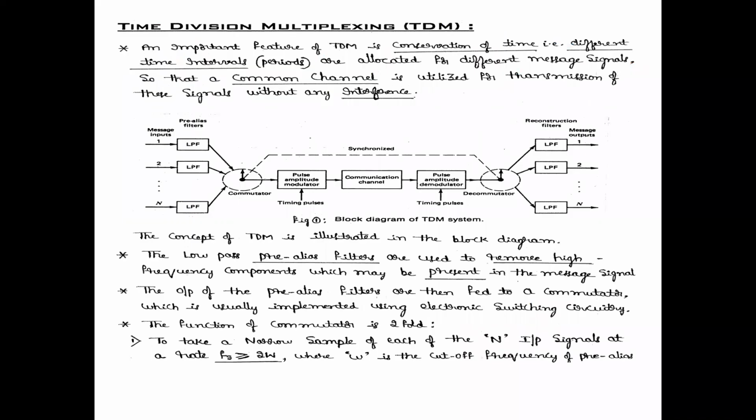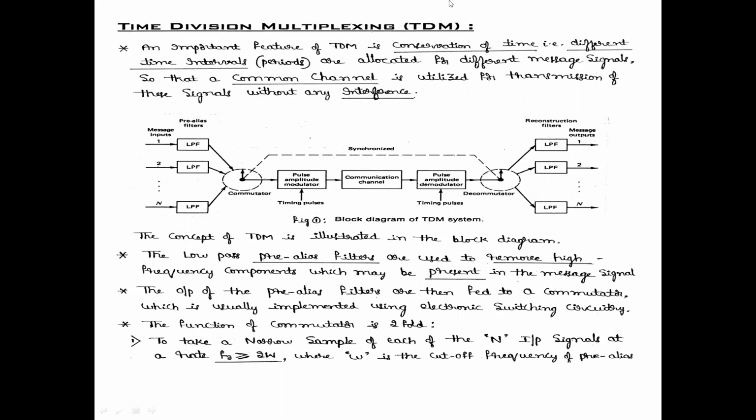Today's class is on time division multiplexing. Time division multiplexing is used in digital communications. An important feature of TDM is the conversion of time. Different time intervals, periods, or slots are allocated for different message signals, so that a common channel is utilized for transmission of these signals without any interference.